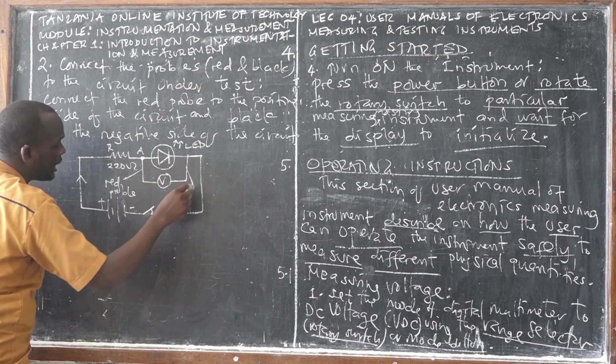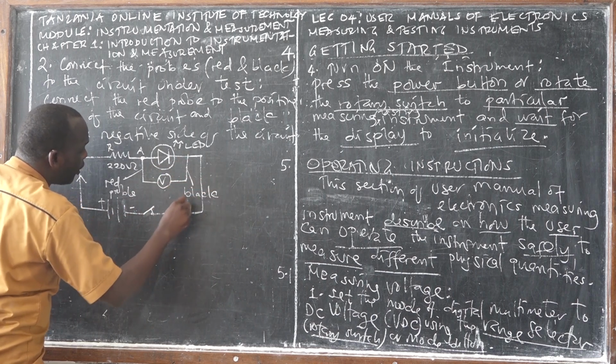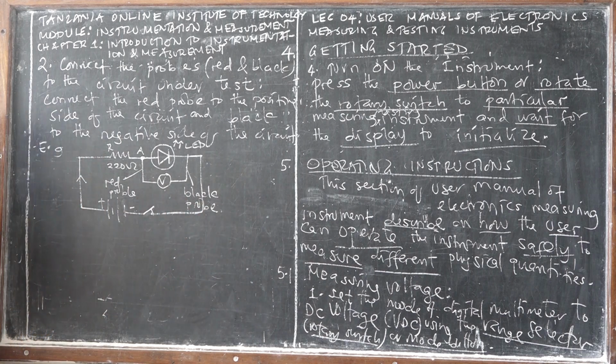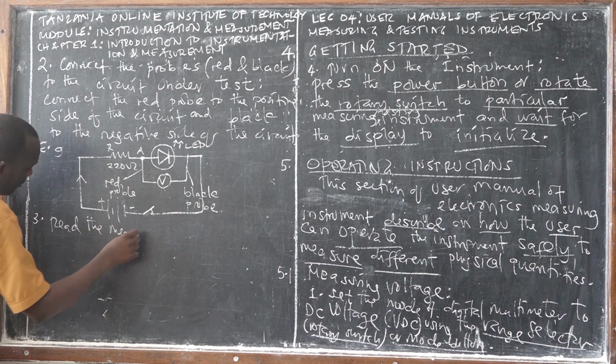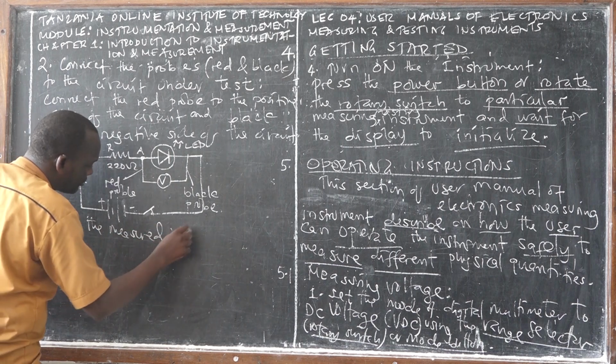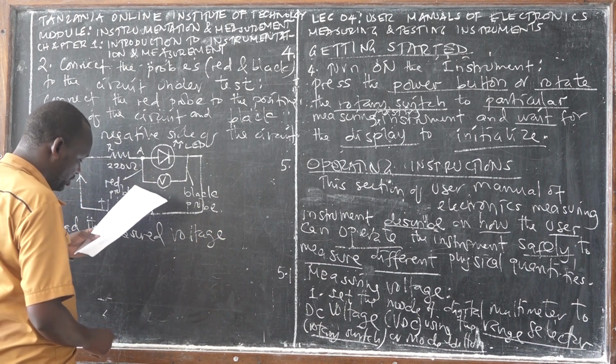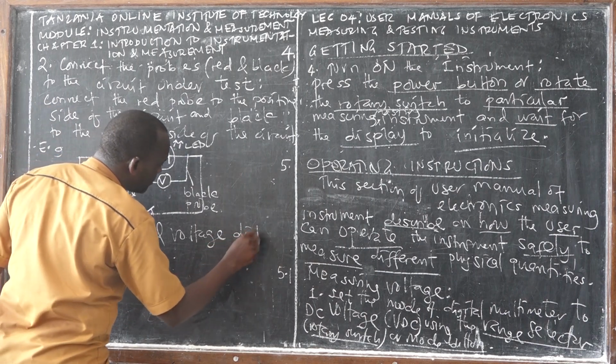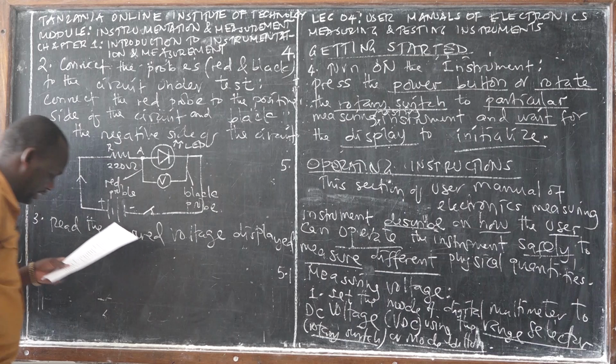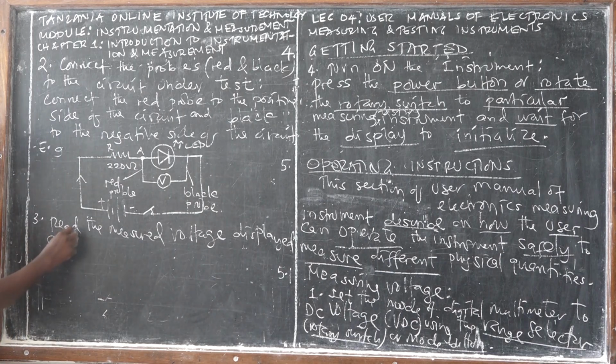And then connect the black probe to the negative side. Then you'll have the steady state. So in the steady state, read the measured voltage displayed on the screen.